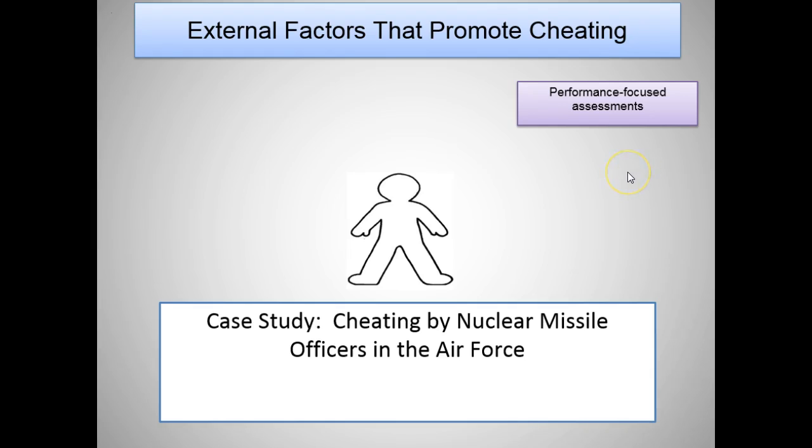So let me offer this case study, and this also came from last year. There was a significant case of cheating in the U.S. Air Force, and this was cheating done by Air Force officers who work in nuclear missile silos. And they were cheating because they had a performance-based assessment, an exam of some kind, and they all felt like they needed to get 100% on that exam.